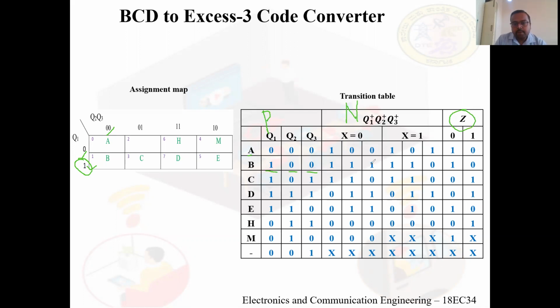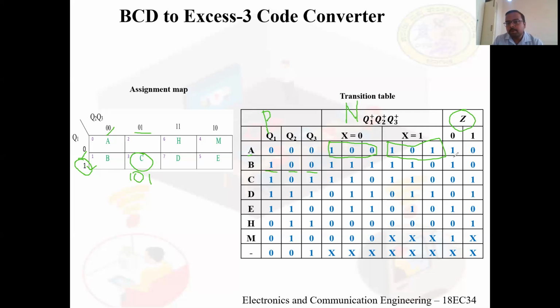We know that when the present state is A and x is 0, the next state will be B. And B is represented as what? 1, 0, 0. Similarly, when x is 1, the next state is what? It is C. Now, what is C here? Just looking at this one, C is nothing but 1, 0, 1. We've written it as 1, 0, 1.